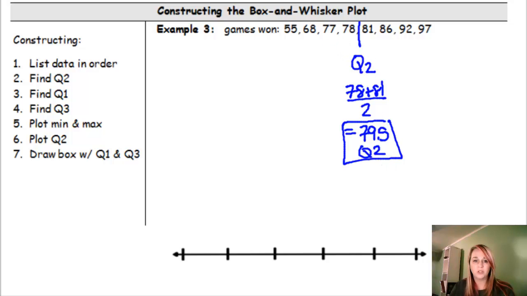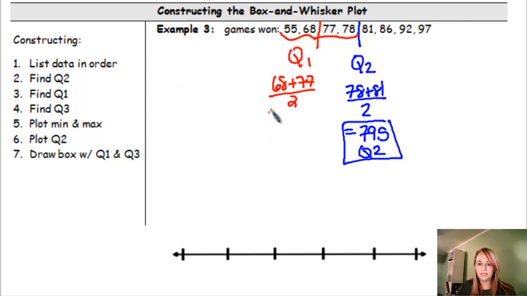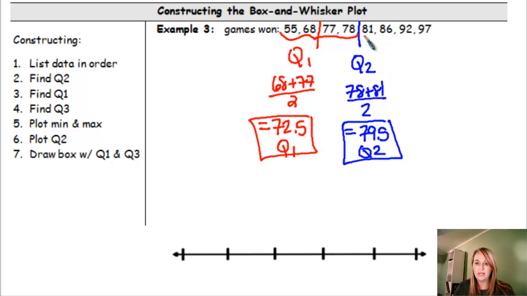Now we need to find Q1. Q1 will be right in the middle of this half of data. So Q1 is right between 68 and 77. So we take 68 plus 77 and divide by 2. And I get 72.5. That's my Q1. Now I need to look at the top half of the data.